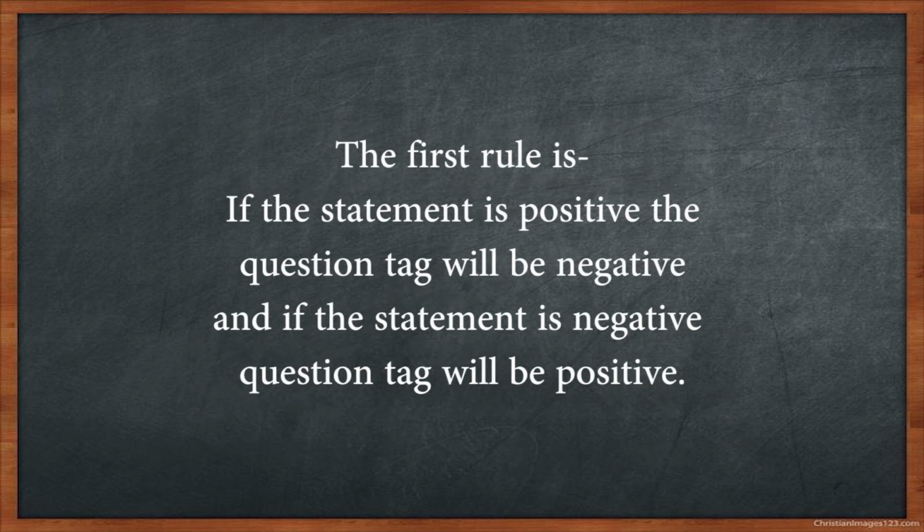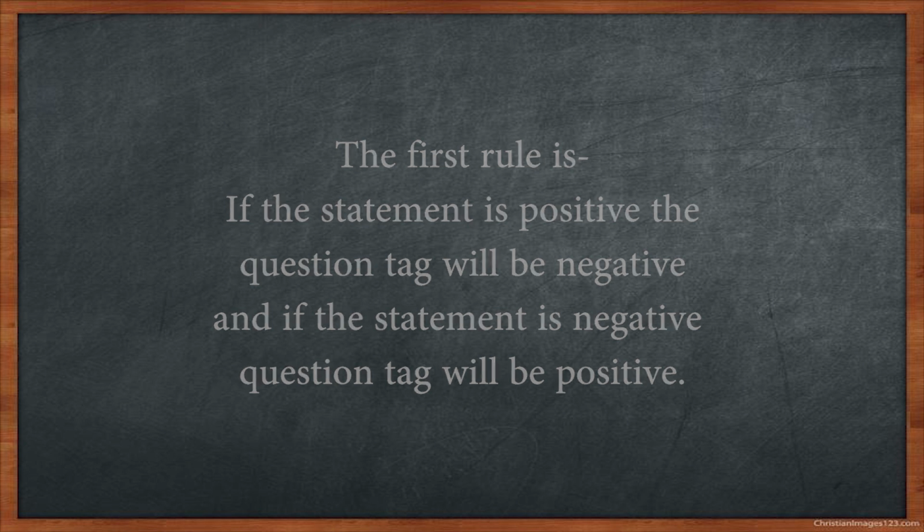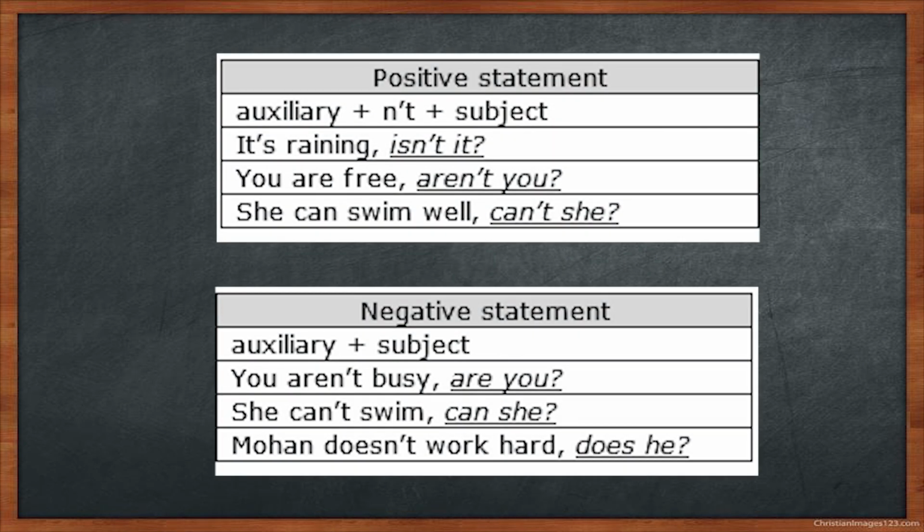Let us see some rules now. The first rule is, if the statement is positive, the question tag will be negative. And if the statement is negative, the question tag will be positive. Now look at this table. Here you can see both positive and negative statements. Let us first see the positive statements. That is auxiliary plus n't plus subject.